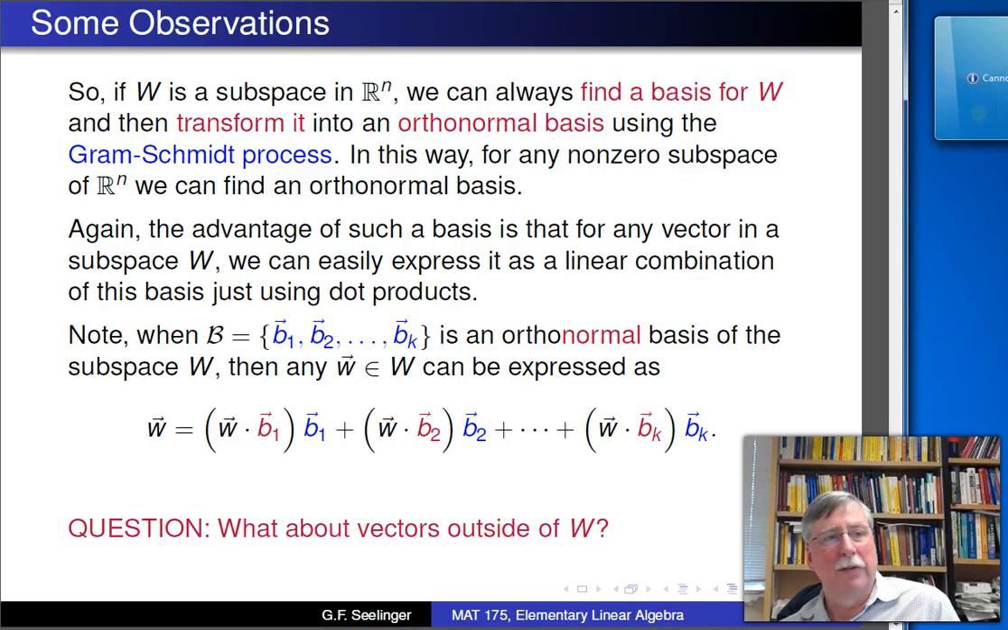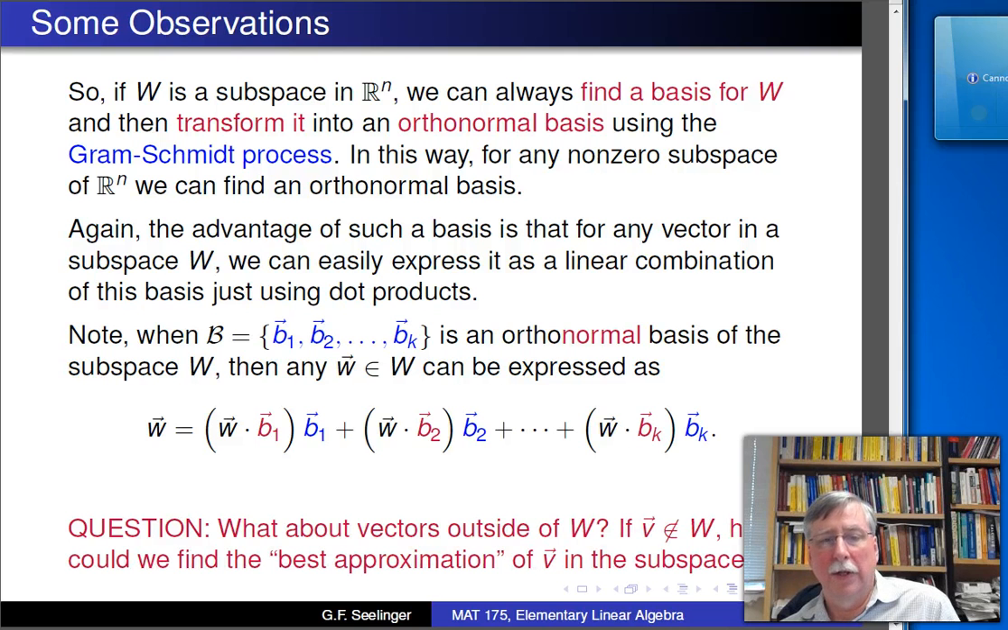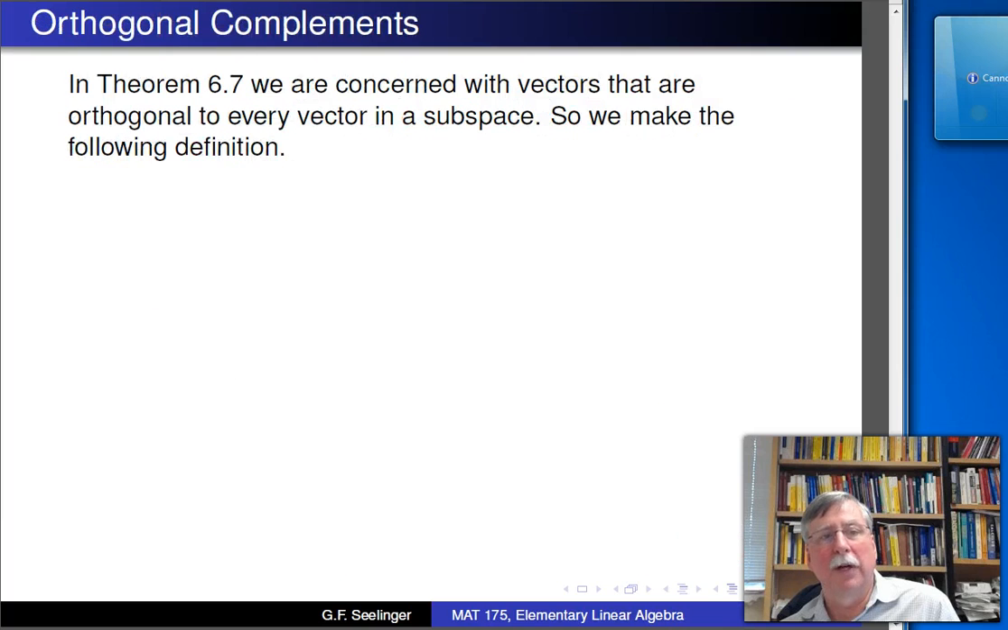What about vectors outside of W? So here we go. How do we get that best approximation?